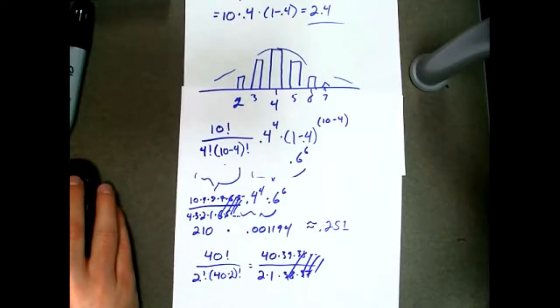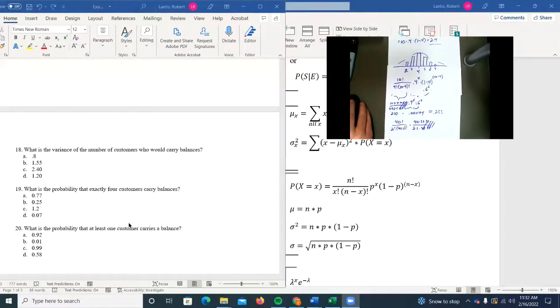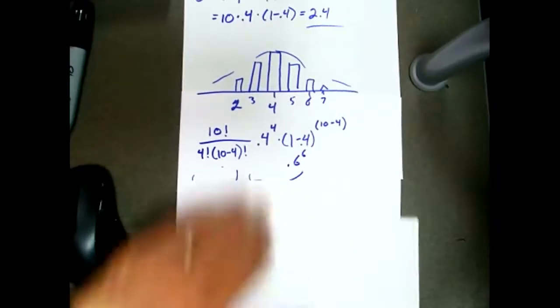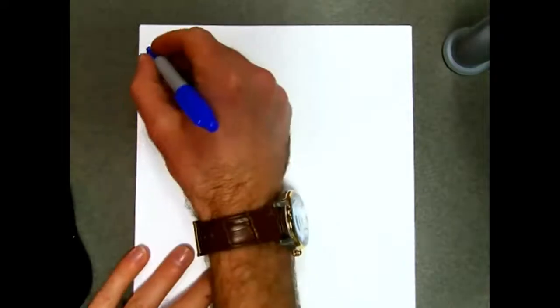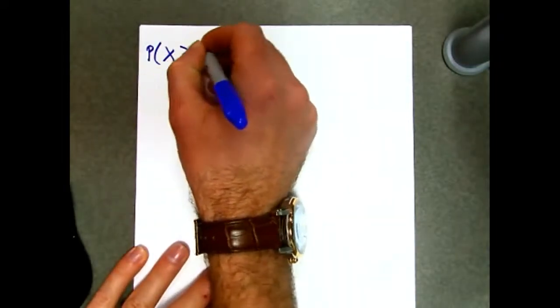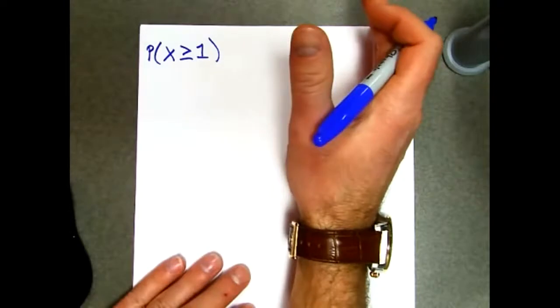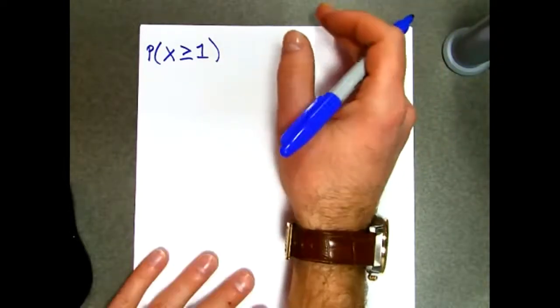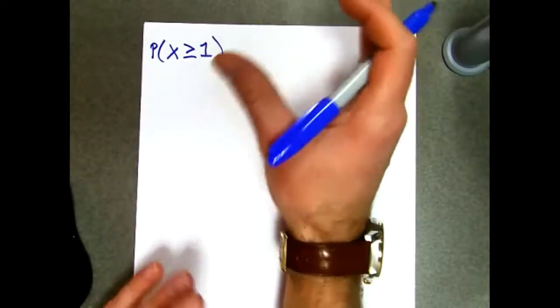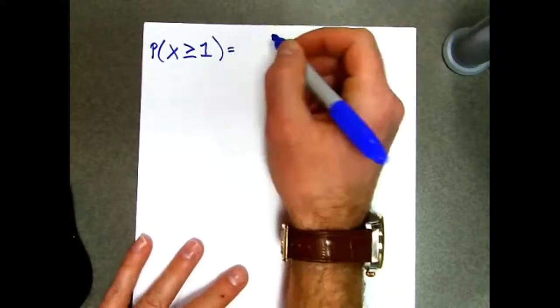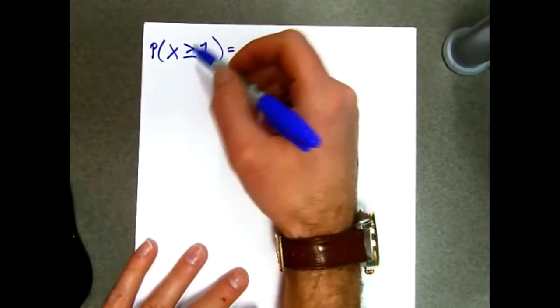The next question I believe is what's the probability that at least one customer carries a balance? So now we want to find the probability that at least one person carries a balance. So what we're really saying there is, what's the probability X is greater than or equal to 1? Generally, we can look at something like this and say, okay, I either see exactly one person carry a balance, exactly 2, exactly 3. So these are all mutually exclusive. I'm only going to see one of these outcomes. So I can just add up the probability of every possible outcome that fits this criteria.